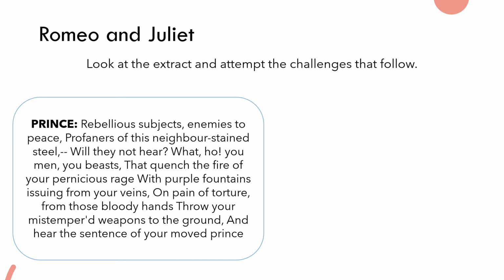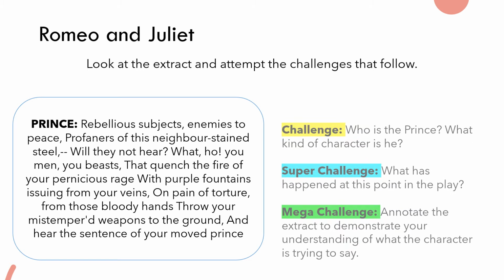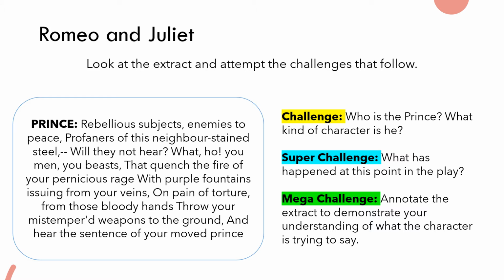So the extract that we're looking at now actually comes from an AQA past paper for the play Romeo and Juliet, obviously. So we're going to look through it. It's just a very small portion of it. We're taking our time with it. We're not going to look at the whole thing in one go.